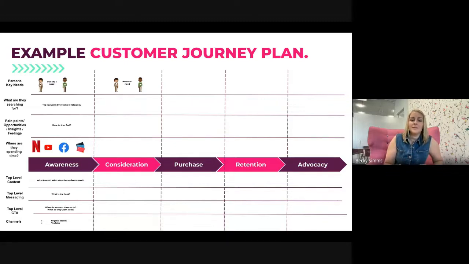And then we can start to map where they're spending their time and start to see, are there opportunities between those different channels? And if SEO is playing in here, what kind of content messaging do we want? What's our call to action? How are we going to move them along that journey?